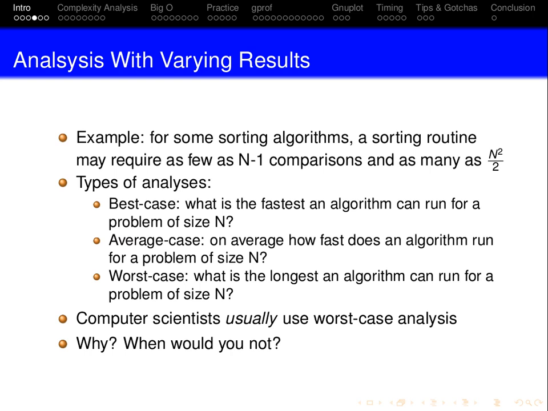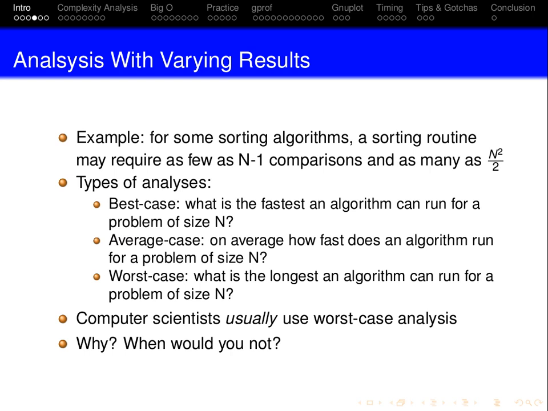Average case, how fast does it run on a given random problem of size n? And then worst case, what is the worst path along here that can happen? We usually deal with the worst case. Why do we usually deal with worst case? Usually.